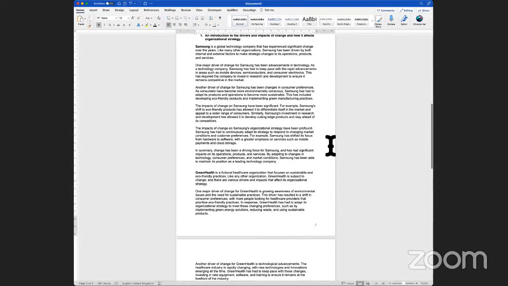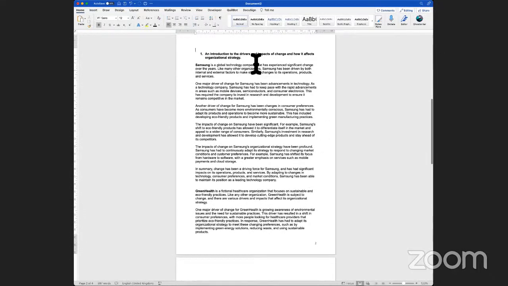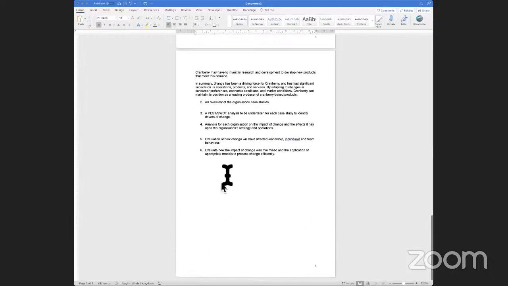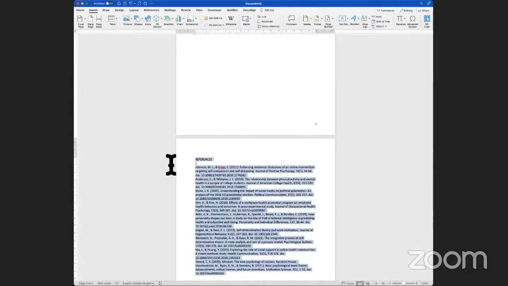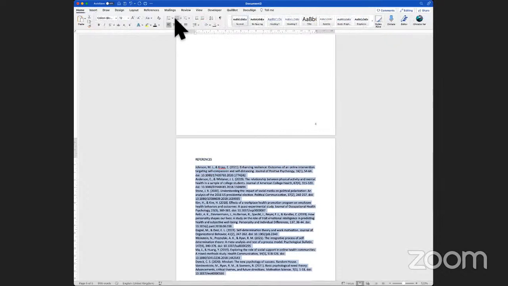That's the first task. It talks about the interaction of drivers and impact of change and how it affects organizational strategy. So when I started to do the assignment, I essentially started to do it as a bit of a sample. And I have started to put this together in terms of evidence. So let me just do page insert references, and if I just format that slightly.